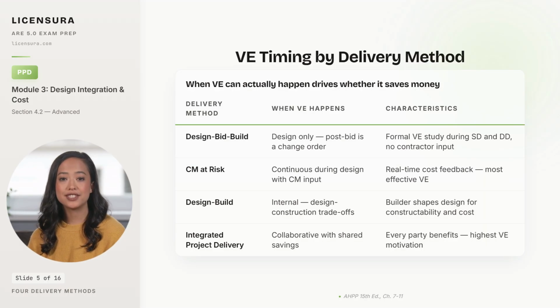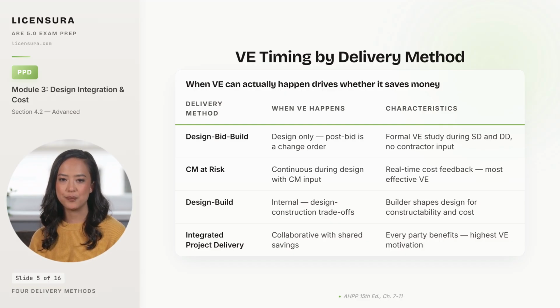4 delivery methods, 4 distinct VE windows. Design bid build is the most common and the most constrained. VE happens during design only because once the project goes out to bid, any contractor proposed change is technically a change order and runs through formal channels with profit markups. The formal VE study during SD or DD is your one real shot.